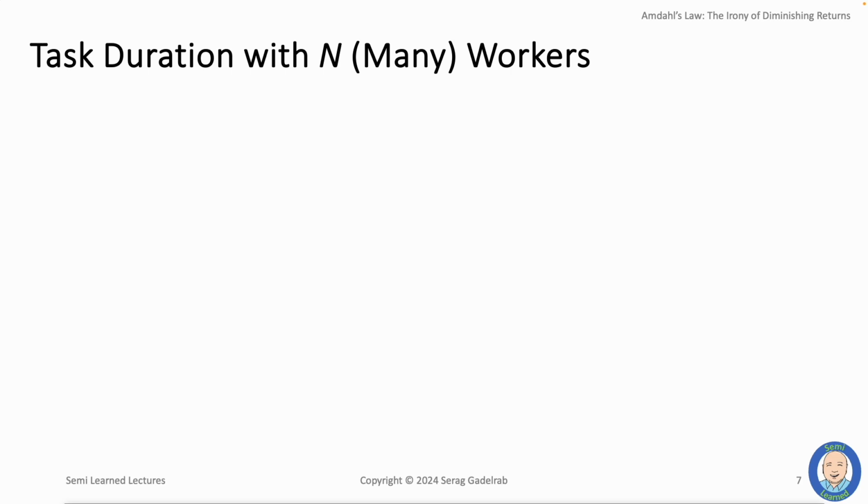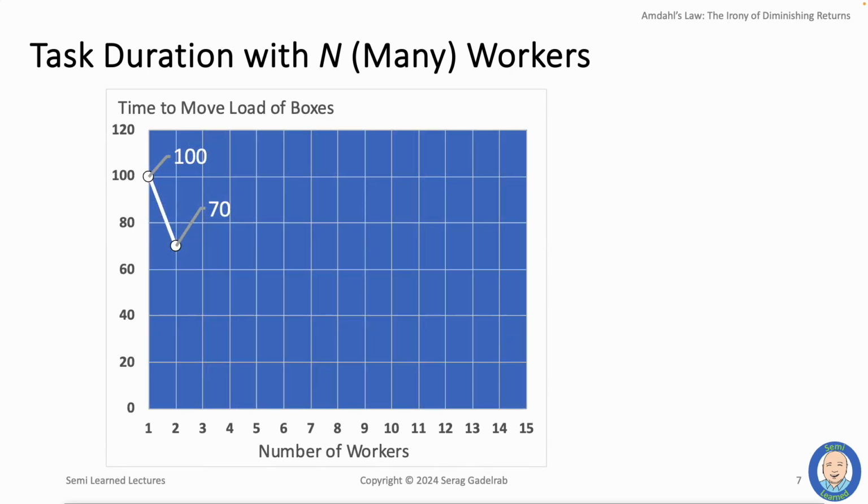And we can see that law of diminishing returns by plotting a graph where the y-axis is the duration of moving the boxes and the x-axis is the number of workers. We already saw that doubling the workers reduced the duration by only 30%, from 100 minutes to 70 minutes. Now let's keep adding more workers and see what happens to the graph.